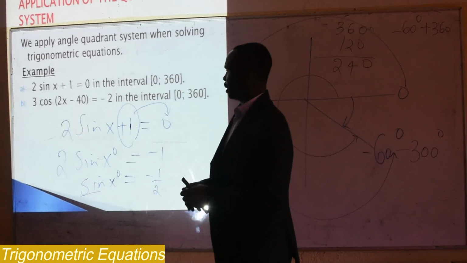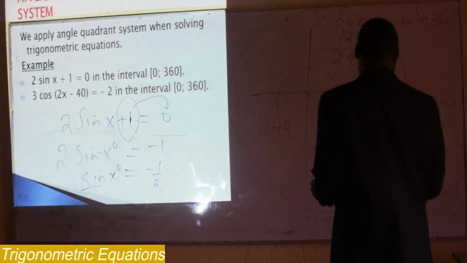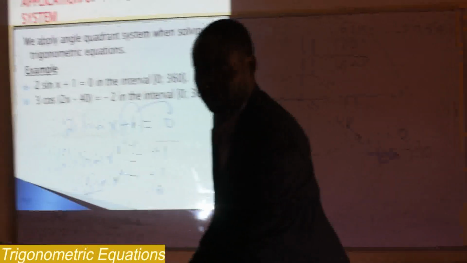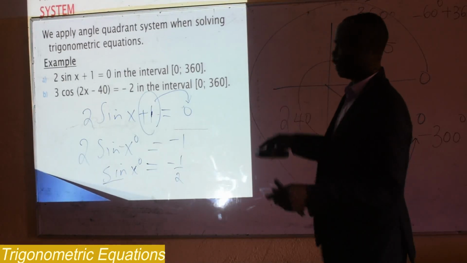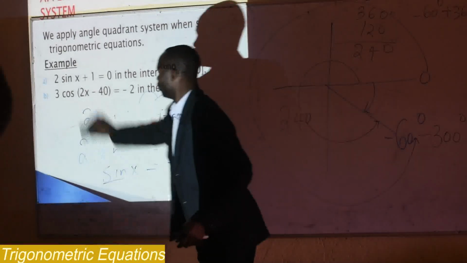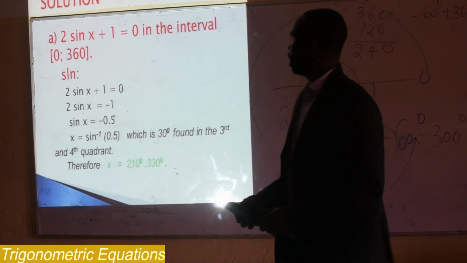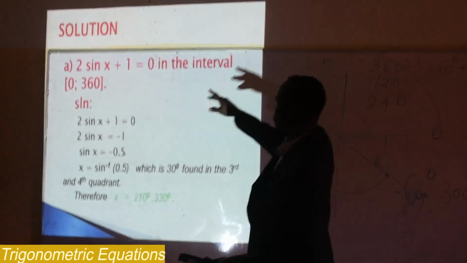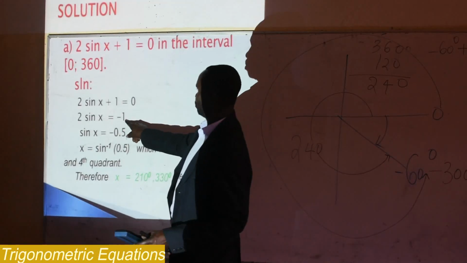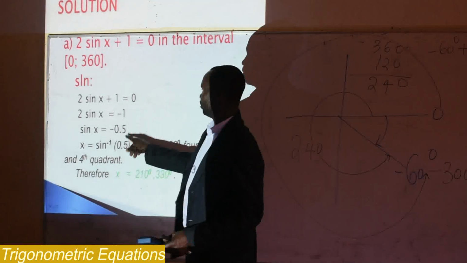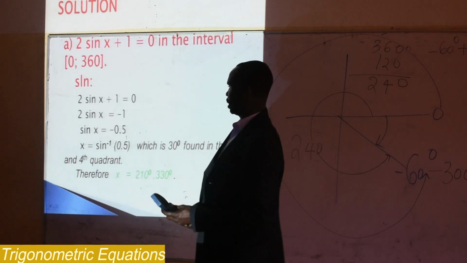So let us see our next clip, what it says. Our next clip is this one. You see, he has brought this one here, divided by 2, and he has gotten this one like that.